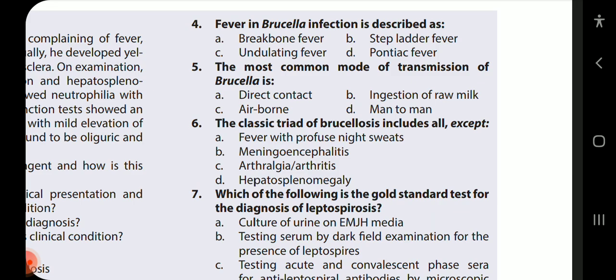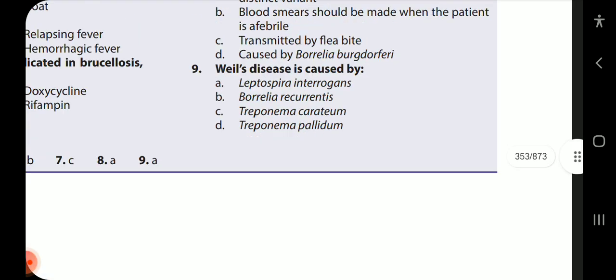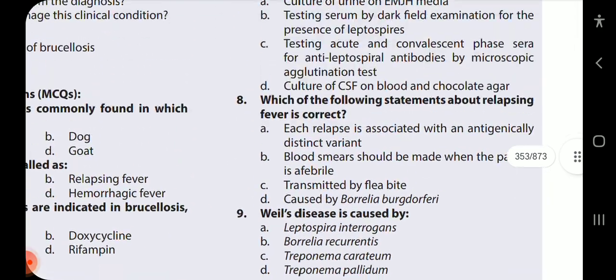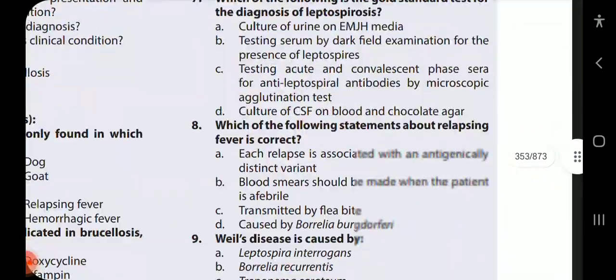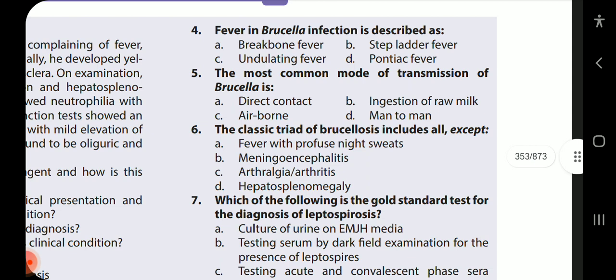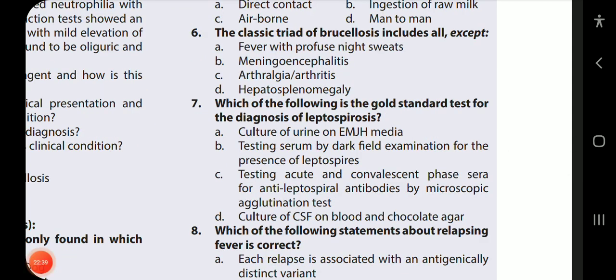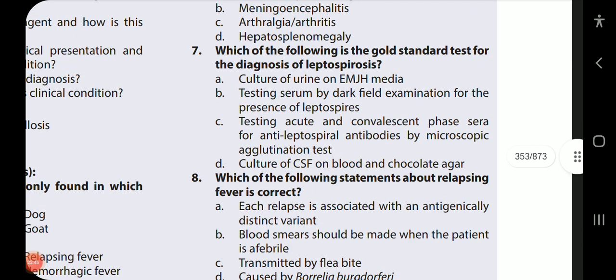Okay. The most common mode of transmission of brucella is by direct contact. The classical triad of brucellosis includes all except meningoencephalitis. Which of the following is gold standard for diagnosis of leptospirosis?